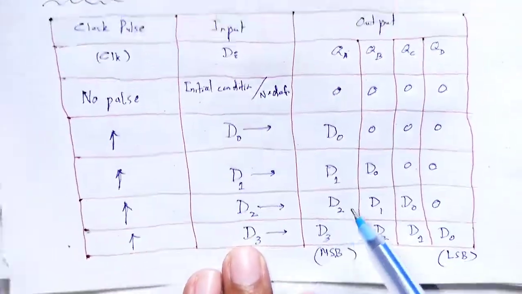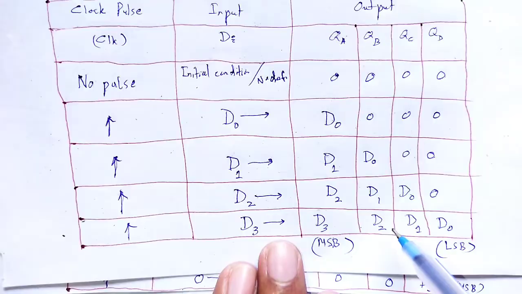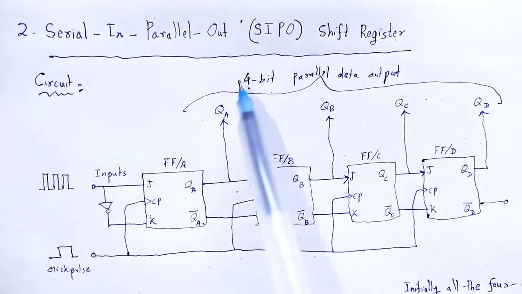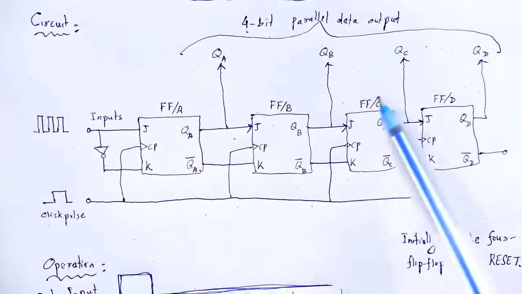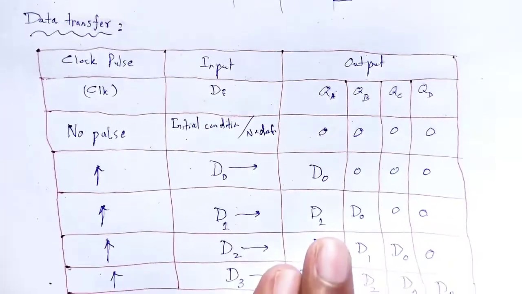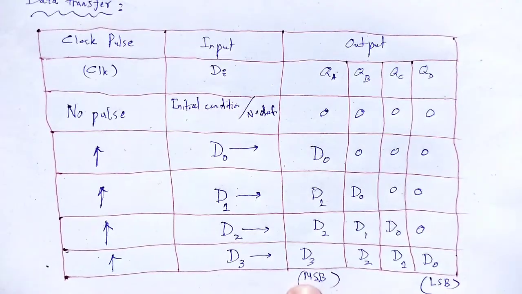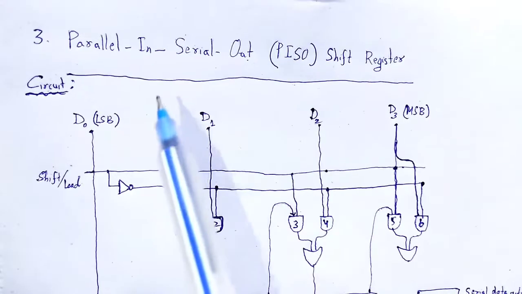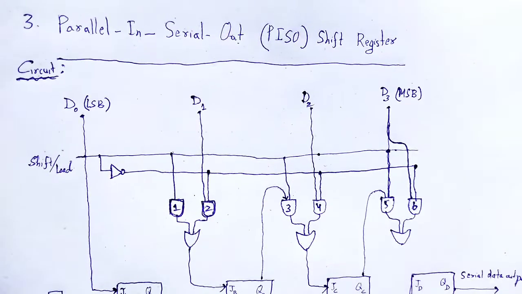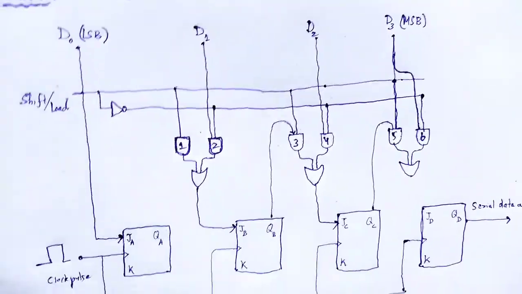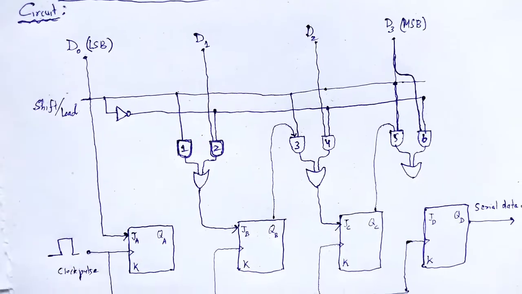So at the output we read that 4-bit data by taking the serial in, parallel out shift register in the circuit operation. Next is the parallel in, serial out shift register, the circuit symbol.